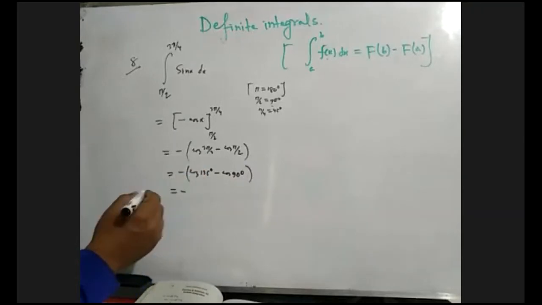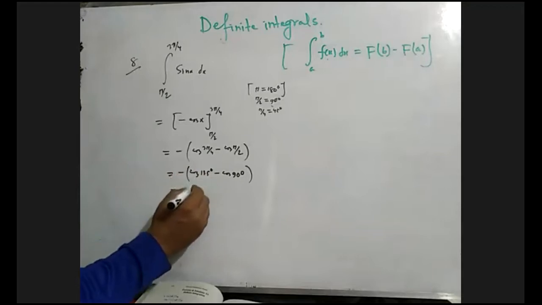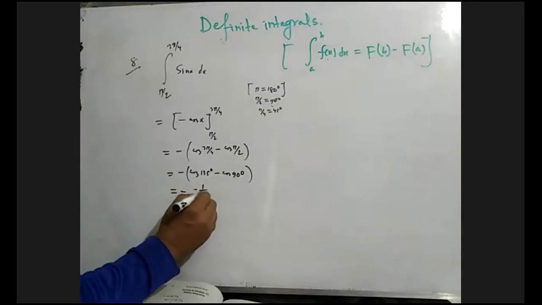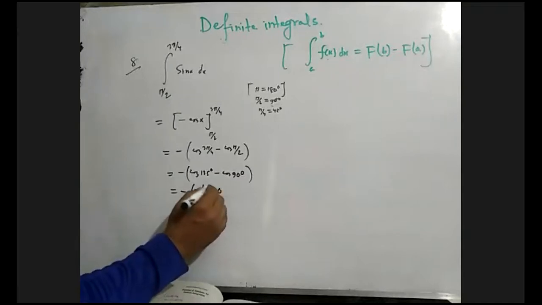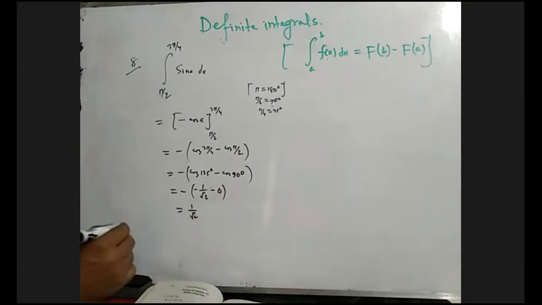This is actually, cos 90 degrees equals, you must know, 0. From a calculator you can find cos 135 degrees gives 1 by root over 2. Okay, minus 0. So we get only 1 by root over 2. This is the result.